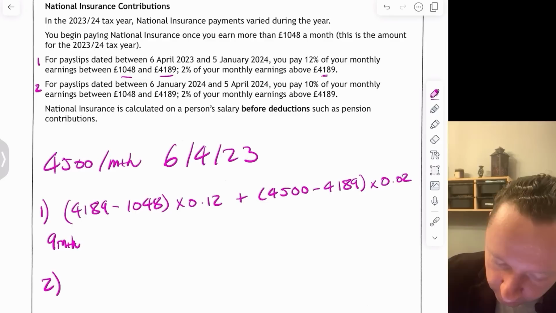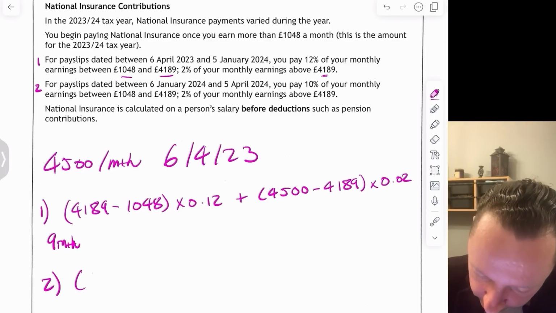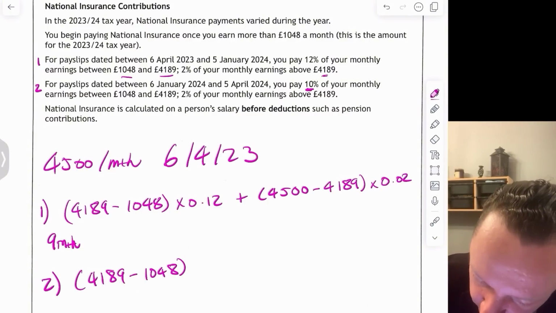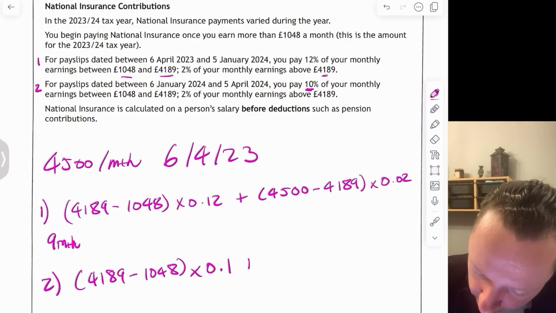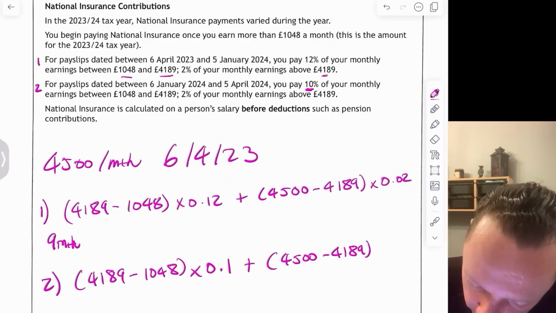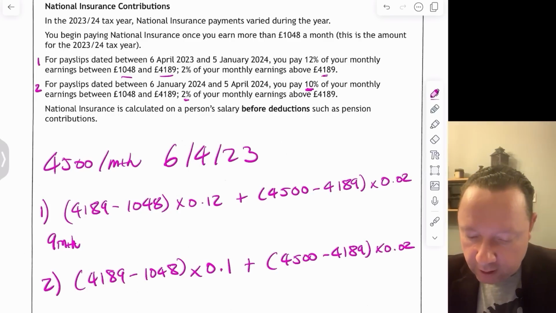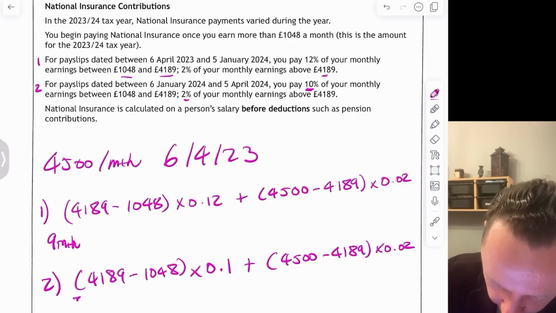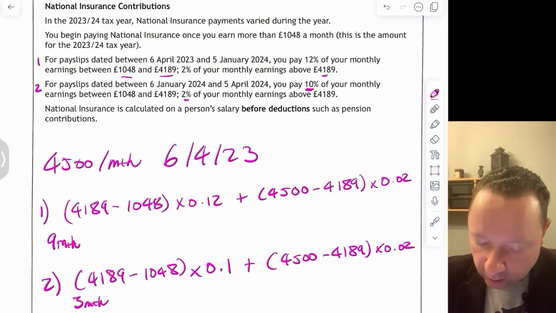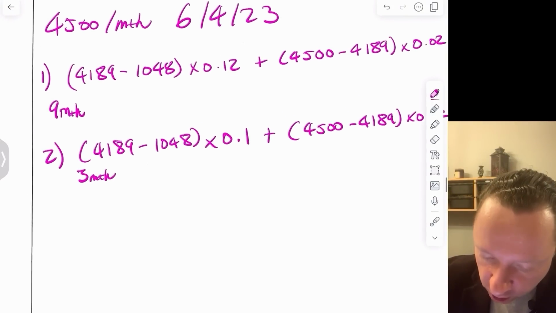And then option 2 is the same sums, 4,189 minus 1048, but this time that takes 10%, so 0.1, plus 4,500 minus the 4,189, and this is still 2%. But now he's in the 6th of January, so January, February, March, and then April, we're past the 5th of April, so it's 3 months. Now that should add up to 12 months, 9, 10, 11, 12. So now we can work out his total national insurance.